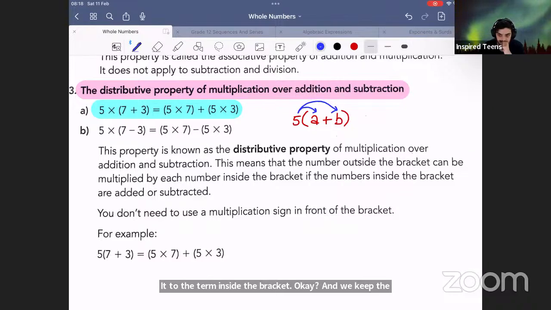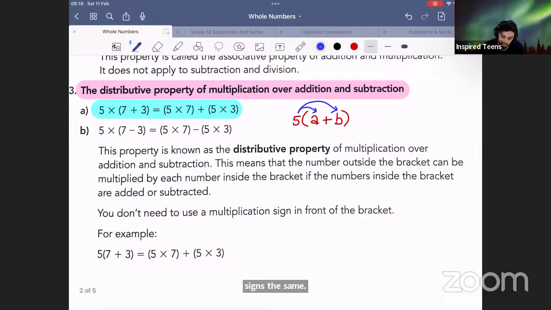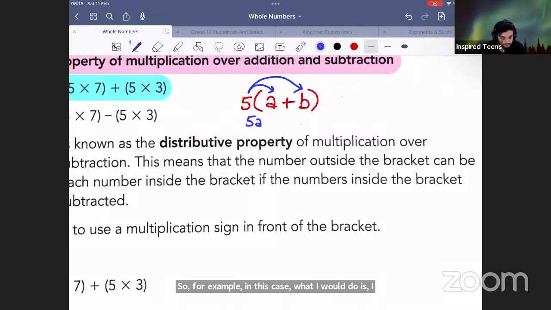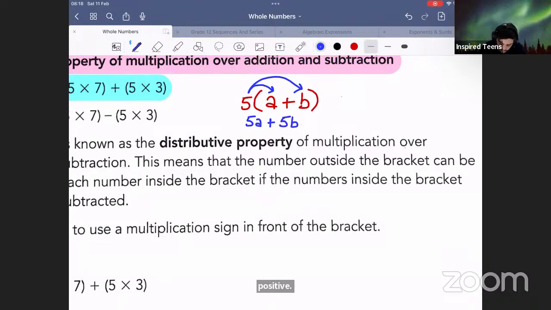So for example, in this case, what I would do is I would say 5 times A, which is actually 5A. Remember, this is a positive 5 and that's a positive A. The positives are invisible, but it's positive 5 times positive A, which gives me positive 5A. Then I say 5 times B. Again, this is positive 5 times positive B. So I get positive 5B. Okay, so that's the distributive law.